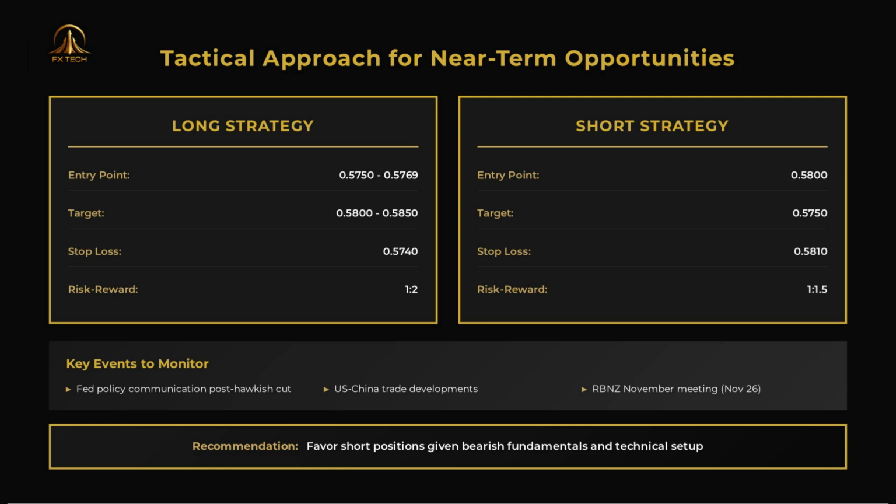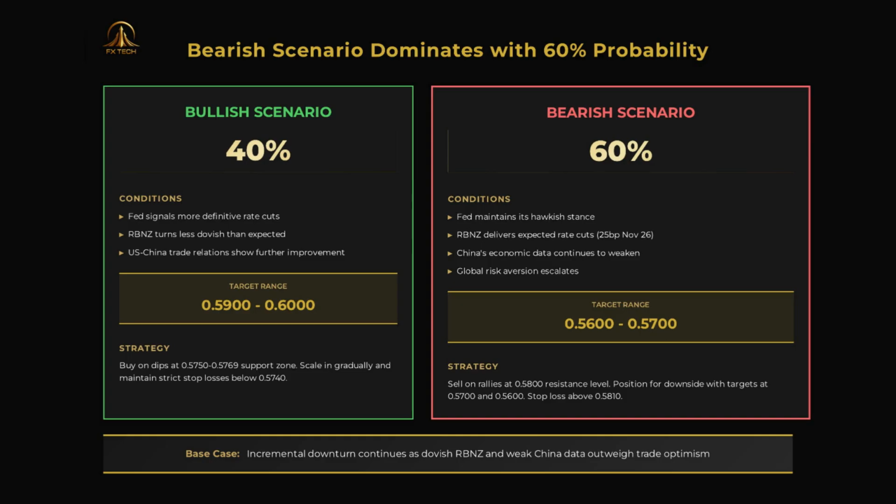Our recommendation is to favor short positions given the bearish fundamentals and technical setup. Remember to implement strict risk management on every trade. Looking at the medium-term outlook over the next 1 to 3 months, we assign probabilities to 2 distinct scenarios.